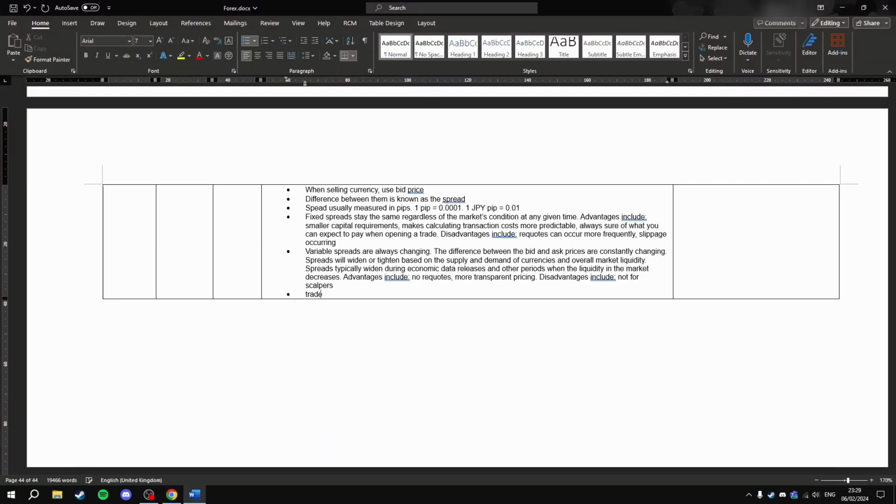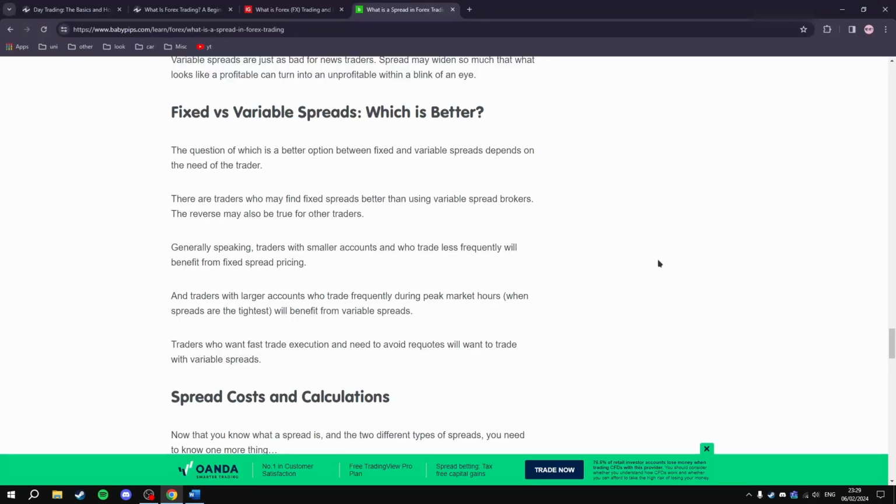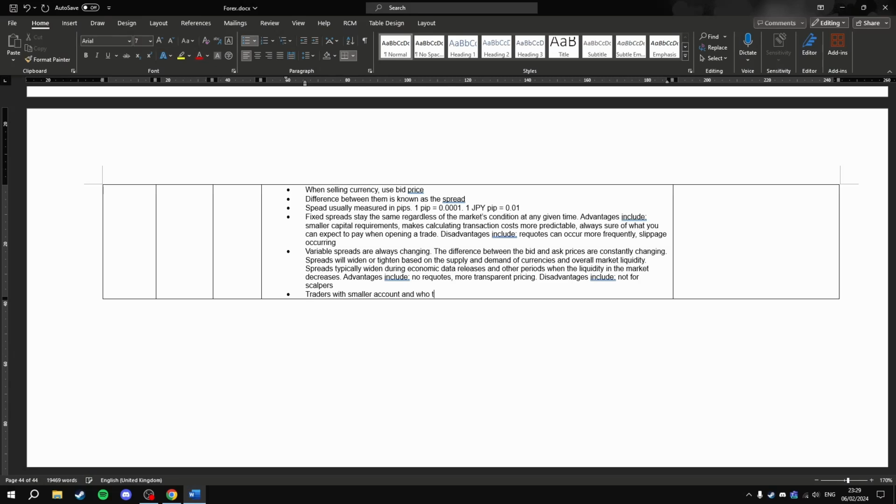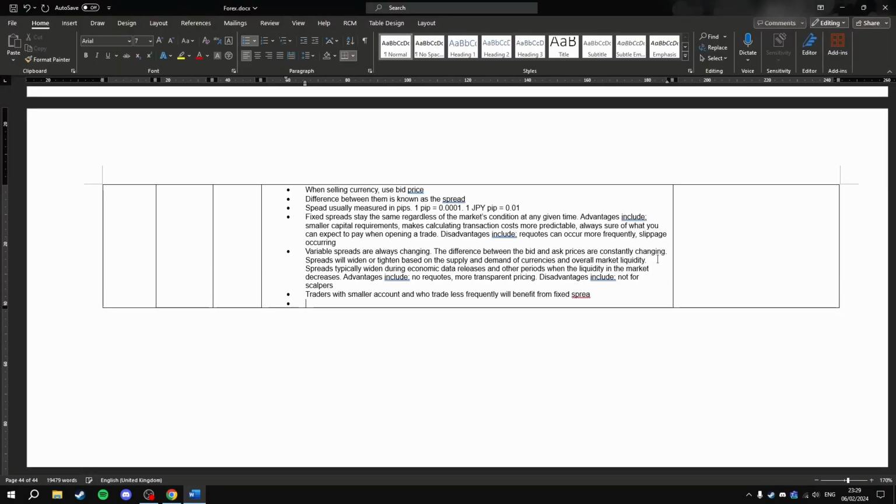So traders with smaller accounts and who trade less frequently will benefit from fixed spreads.